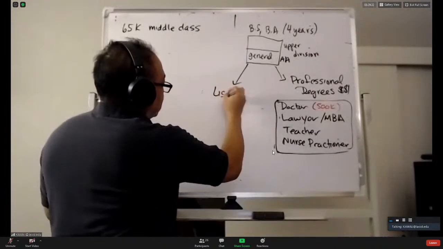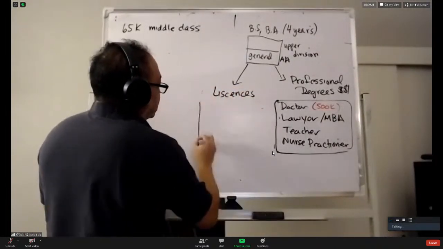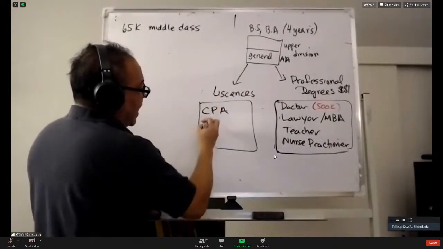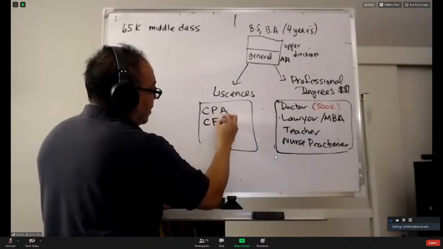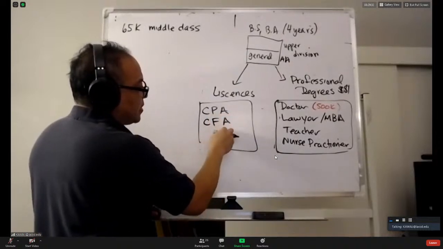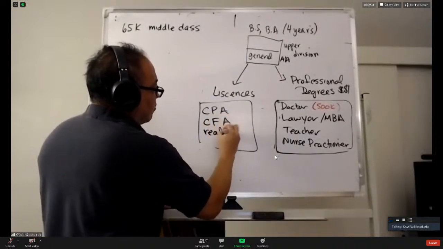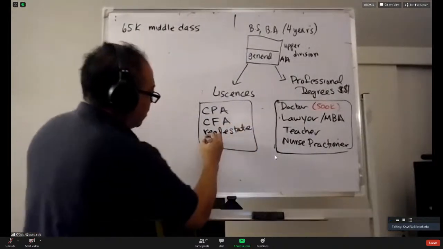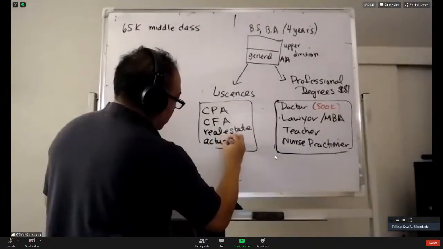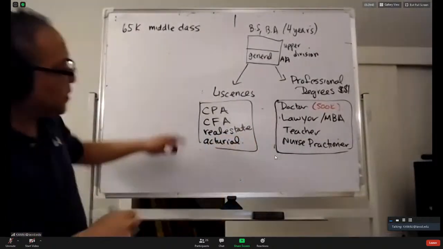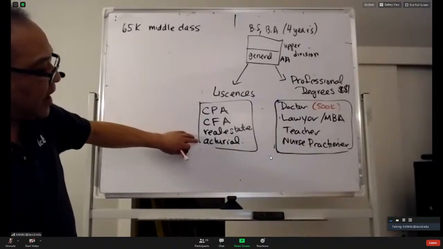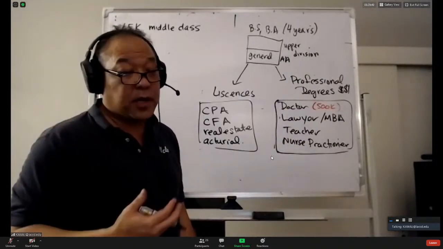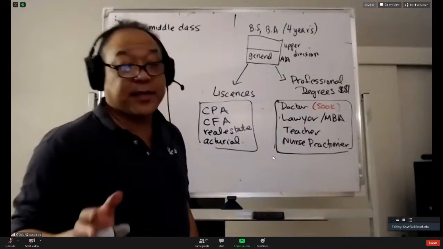licenses. So this is like a CPA, a certified public accountant, a CFA, a chartered financial analyst, real estate, actuarial. This is for math. The nice thing about CPA, CFA, and actuarial is these are all really well-paying jobs. I mean, you're in the six figures and they don't cost a lot of money.